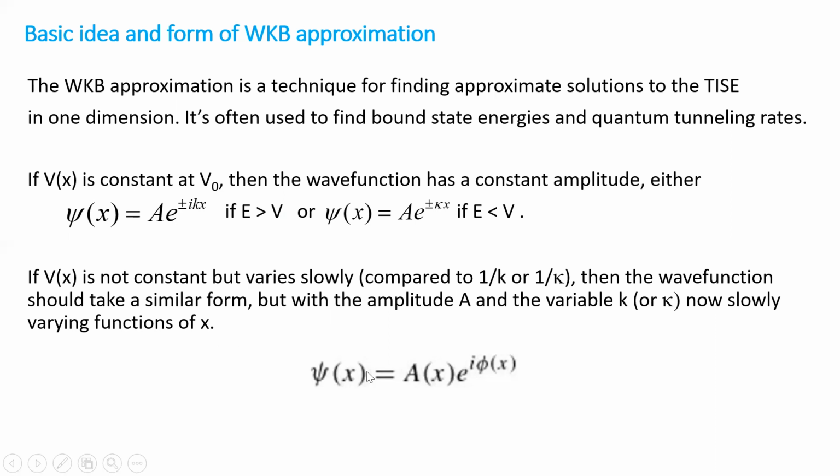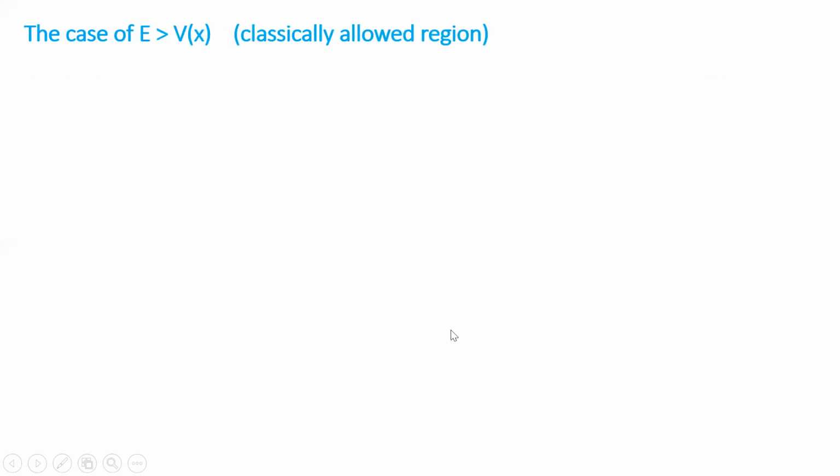So it has the same form. It's just that psi of x becomes A as a function of x, and e to the i phi of x, where phi of x is taking the place of either k x or kappa x, okay? So this is the basic assumption of the WKB approximation, that V of x is not constant, but varies slowly. Okay, so let's look at a couple of cases.